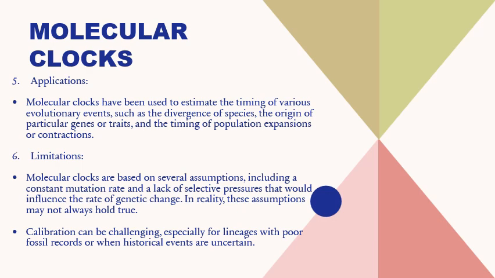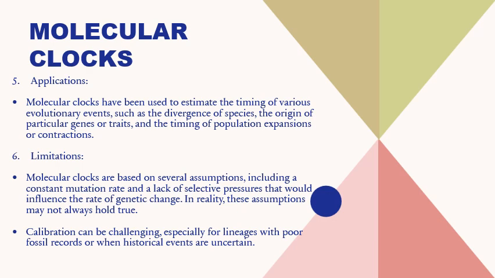For example, molecular clocks have been used to estimate when humans and chimpanzees last shared a common ancestor and when certain infectious diseases like HIV jumped from animals to humans. So let's move on to limitations. Molecular clocks are based on several assumptions, including a constant mutation rate and a lack of selective pressures that would influence the rate of genetic change. In reality, these assumptions may not always hold true.